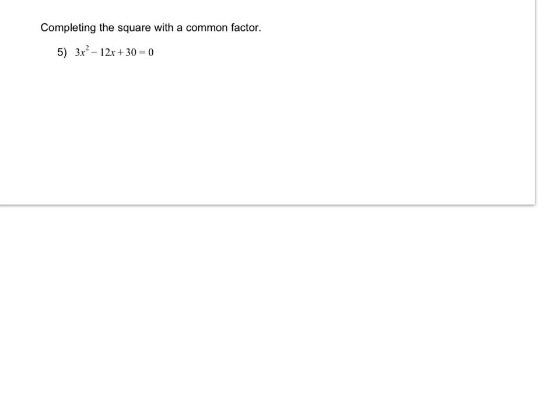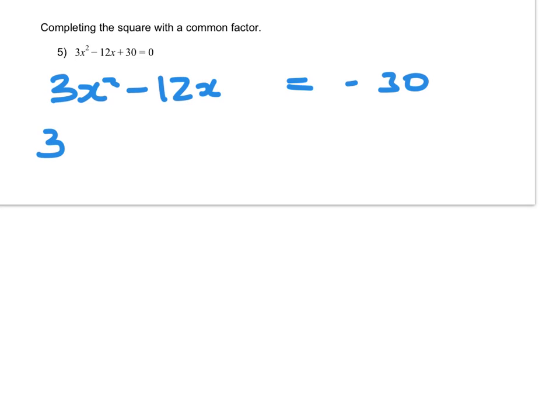This is a bit more complicated, so hopefully we get this. So the first thing you have to do here, I'm going to move the 30 to the other side. 3x squared minus 12x equals minus 30. Now I'm going to divide the 3 out of the left hand side. So I'm going to get 3 times x squared minus 12x equals minus 30.